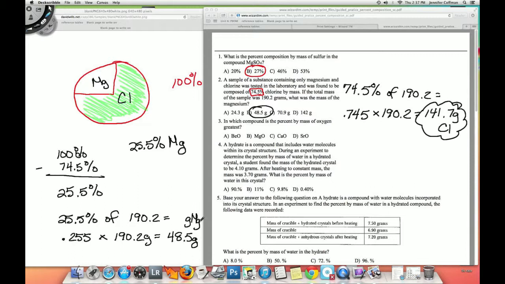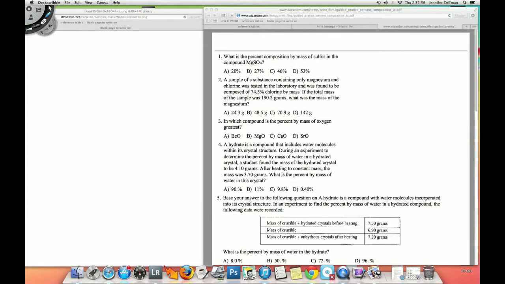Now this number is the almost 25%, so that is this section of the pie, and the 141.7 is this section of the pie. It's almost 3/4 of the pie. So when these two numbers add up, we should end up with 190.2, which is what we do. Okay, let's move on to the next question.